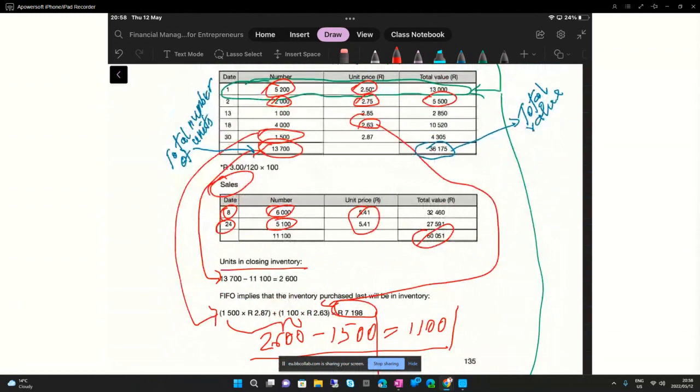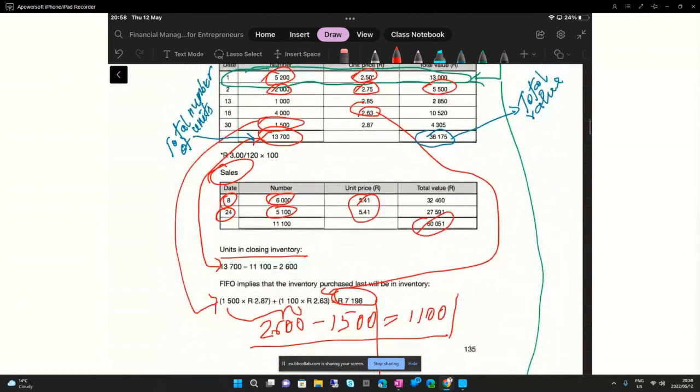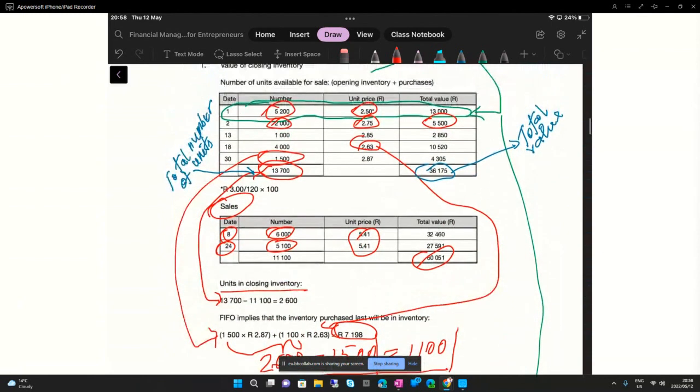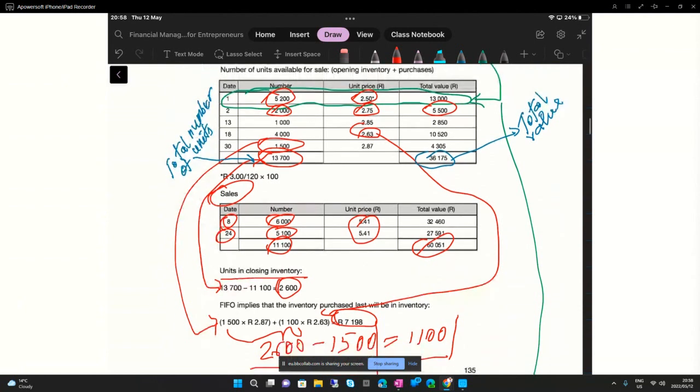And as you can see here, the units in closing inventory: there was a total of 13,700, but we know that 11,100 was sold. So 13,700 minus 11,100, the closing inventory in units is 2,600, right?